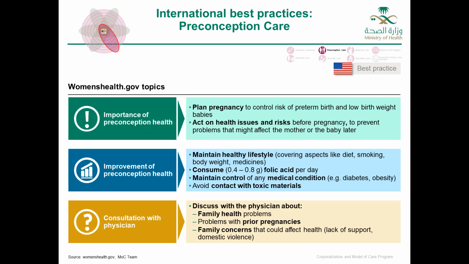Second, the website provides recommendations on the improvement of preconception health, advocating for a healthy lifestyle, covering aspects like diet, smoking, body weight, and medicine, on the consumption of 0.4 to 0.8 grams of folic acid per day, the control of any medical conditions, and the need to avoid contact with toxic materials. And third, the website advocates consulting a specialist and discussing family health problems, such as issues with prior pregnancies and family concerns that might affect the pregnancy.